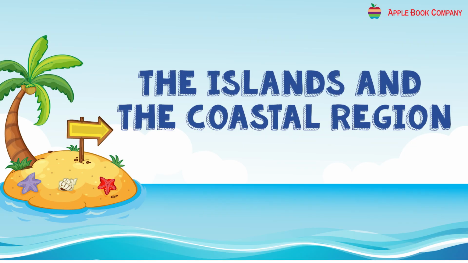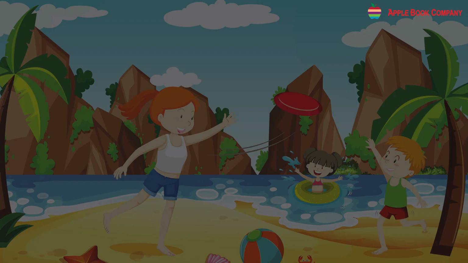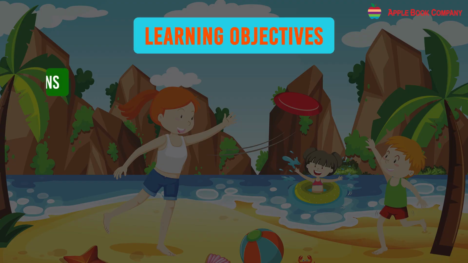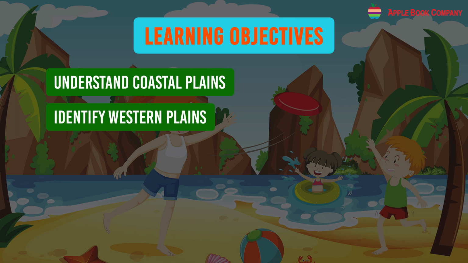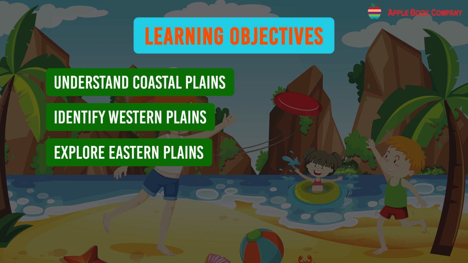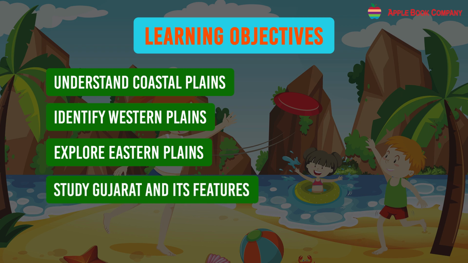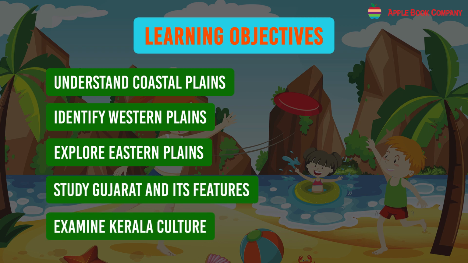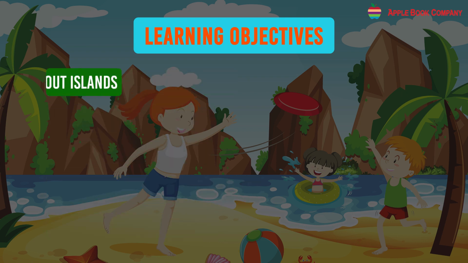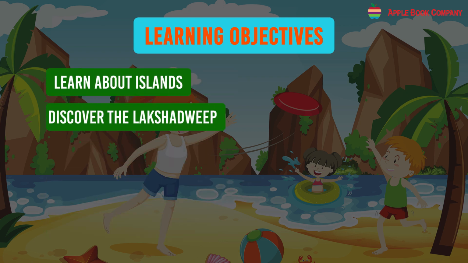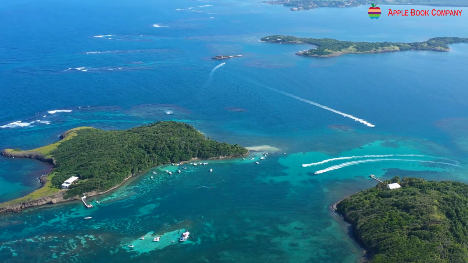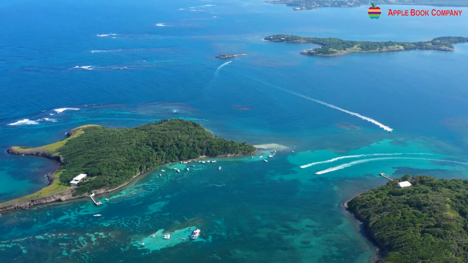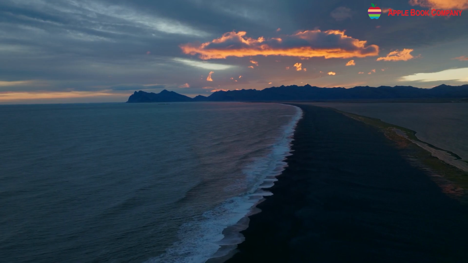The islands and the coastal region. Learning objectives: understand coastal plains, identify western plains, explore eastern plains, study Gujarat and its features, examine Kerala culture, learn about islands, discover the Lakshadweep. Startup. Today, you're going to learn about the islands and coastal region in India.